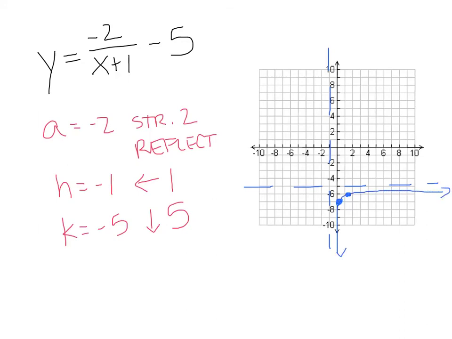So again, normally we go backwards 1 and down 1, but we're going to go backwards 1 and up 2 instead because it's been reflected. And then I can do my other point there, over 2. And that shows me where my 2 branches are. You can see that it's been reflected. It's now in the second quadrant and the fourth quadrant.